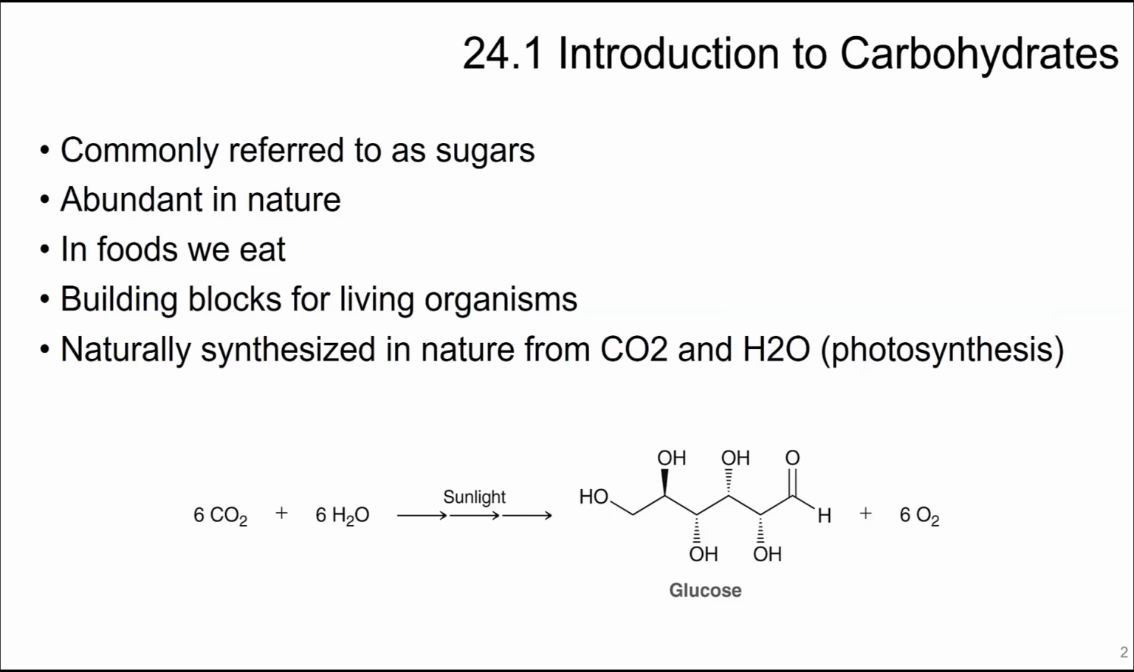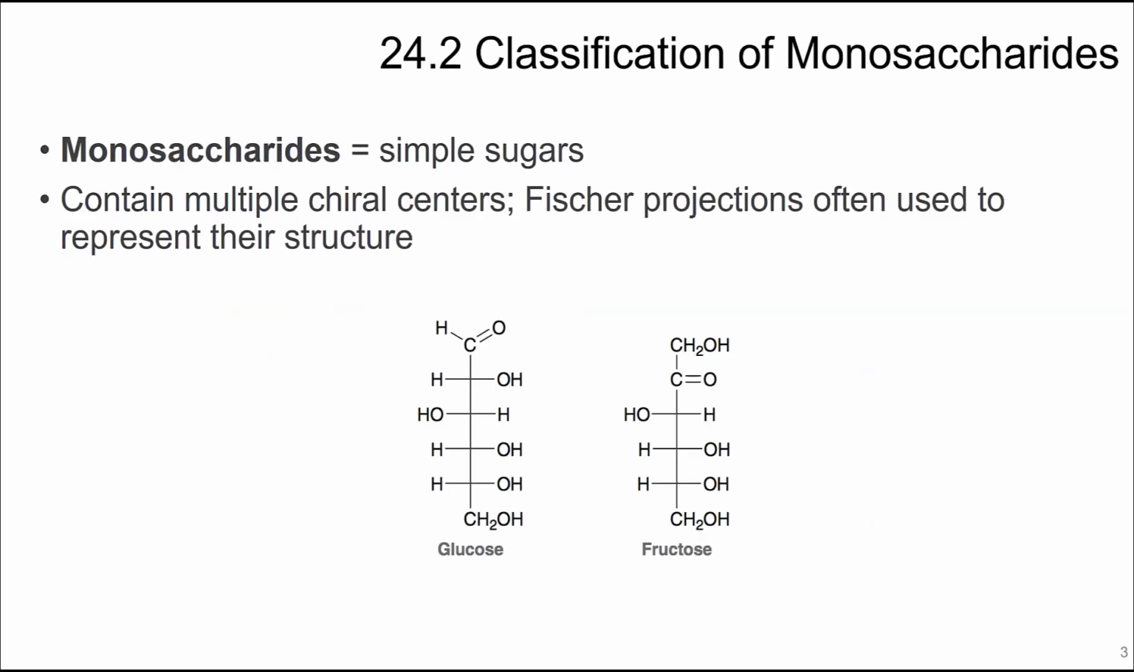They are abundant in nature and are in several of the foods that we eat, and they're also building blocks for living organisms. These are naturally synthesized in nature from carbon dioxide and water via photosynthesis. So carbon dioxide, 6 moles of that plus 6 moles of water plus sunlight gives us glucose. A monosaccharide is a single, simple sugar.